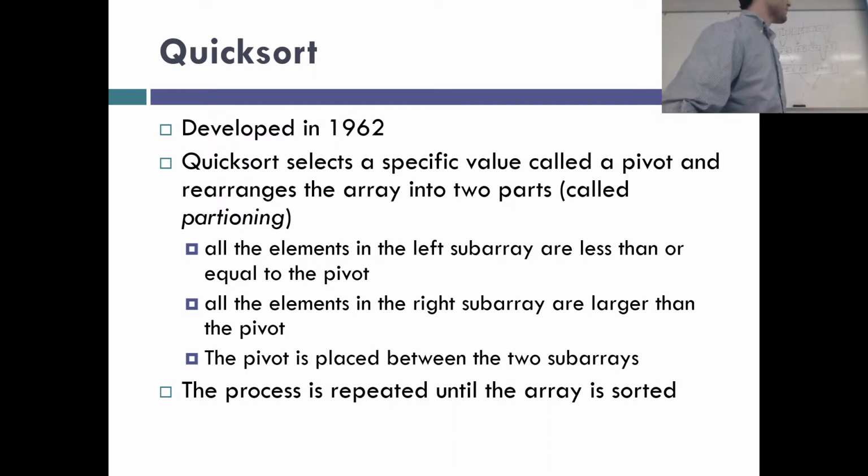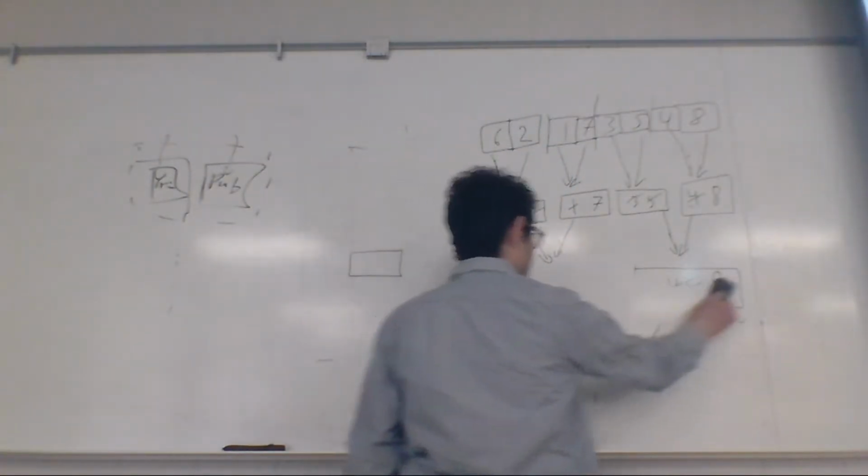Okay, so let's look at that with an example on the board. So we call this random item. We choose the pivot. Okay?